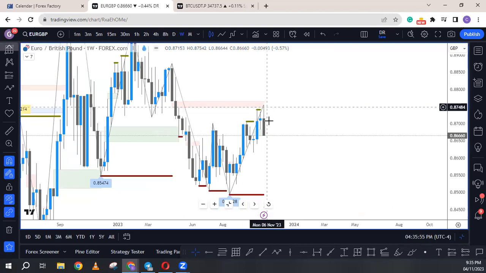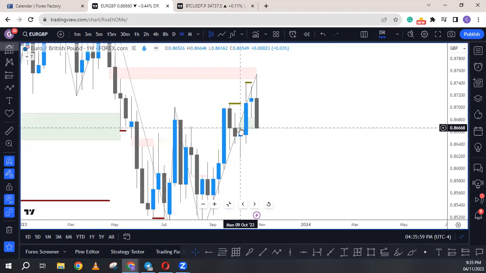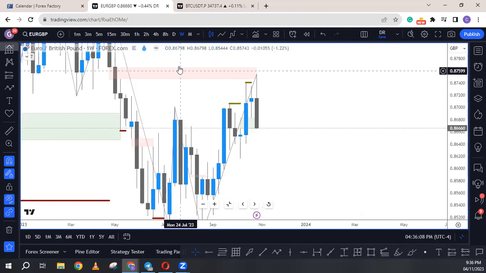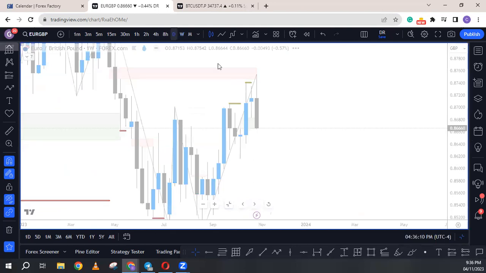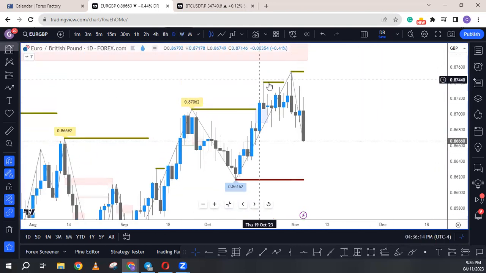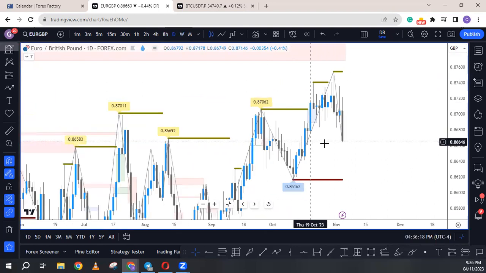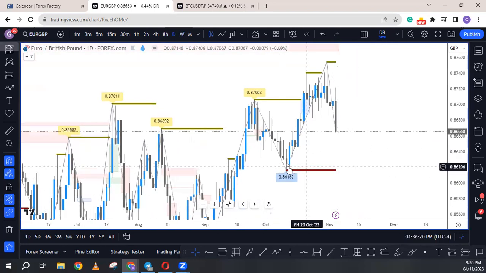Price swept this high and is dropping. Right now, it's sitting at a fair value gap on the daily. That's what you call a bullish fair value gap on the daily. If we go down to the daily time frame, you can see that we had the liquidity sweep above here and then it moved down. So I'm of the opinion this may still move lower to sweep this point.